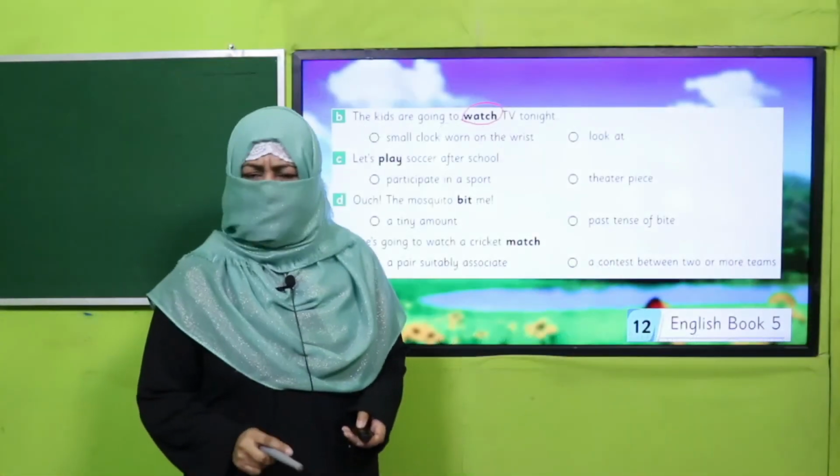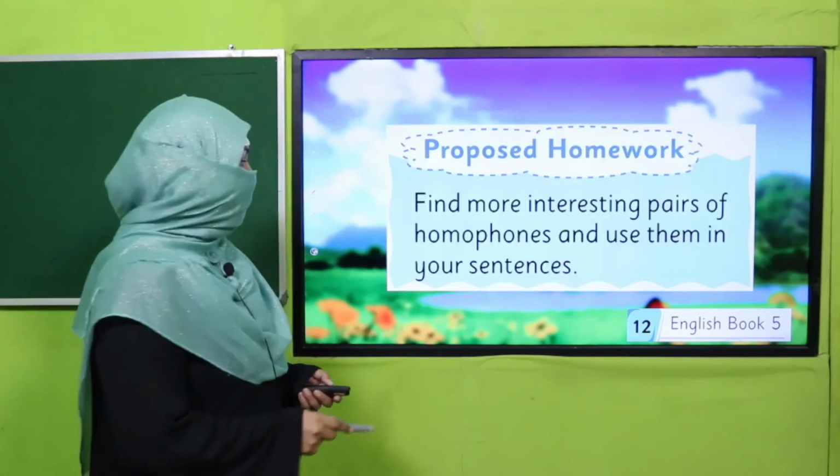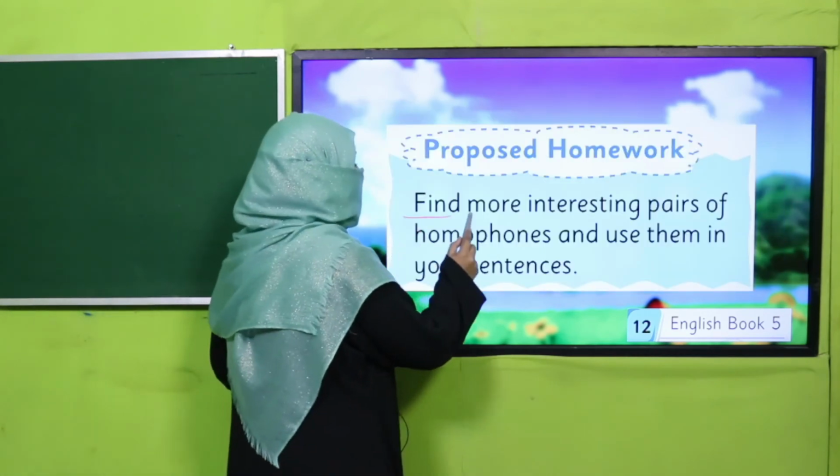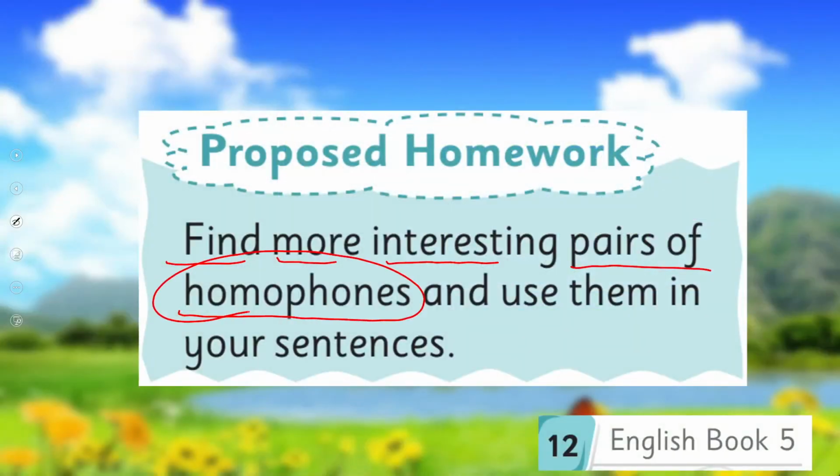Yes, my dear children, are you done with it? Good job. You are smart. So it's time for your homework. What you are supposed to do, find more interesting pairs of homophones and use them in your sentences.